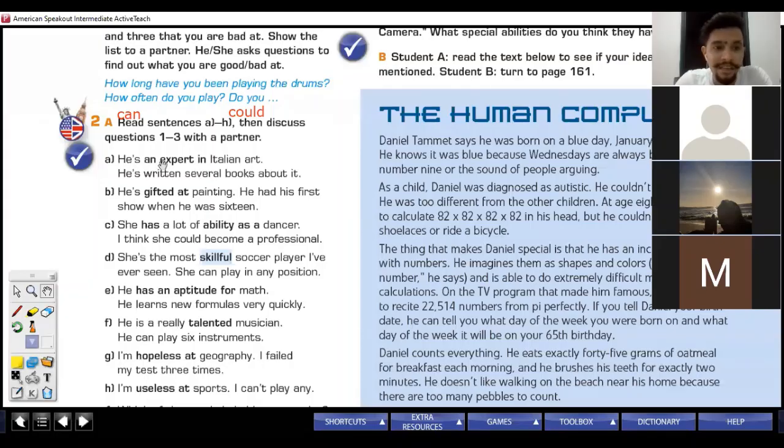A, he is an expert in Italian art. He's written several books about it. Ability. All right, ability, good. And this is present or past? Present. All right, present. And can I make it past?